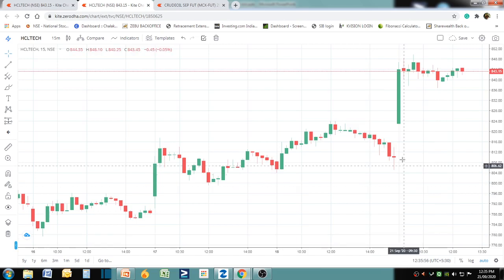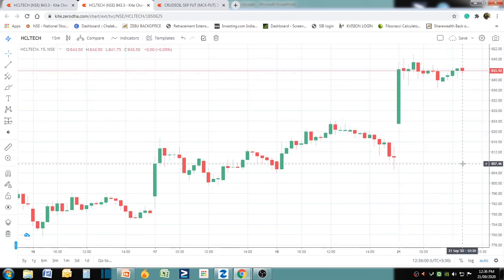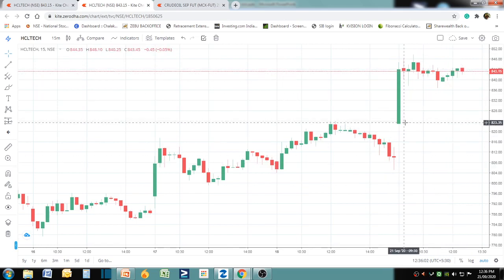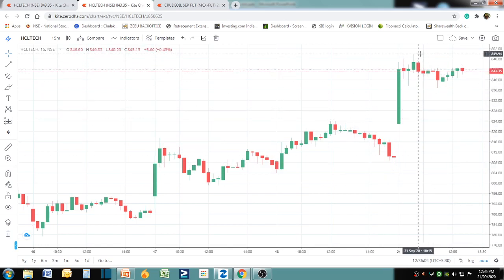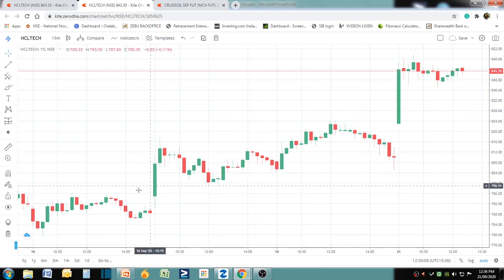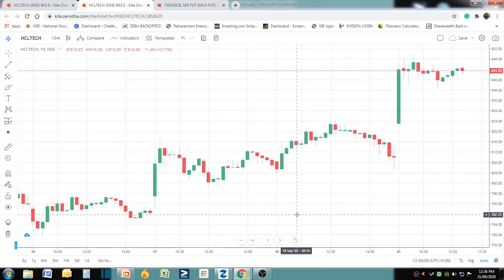Now today is the 21st and we got a very big bullish candle. There is a big move that has happened in Hcltech, around 30 points. We started from 822 to, let's say, 850. So we need to identify.